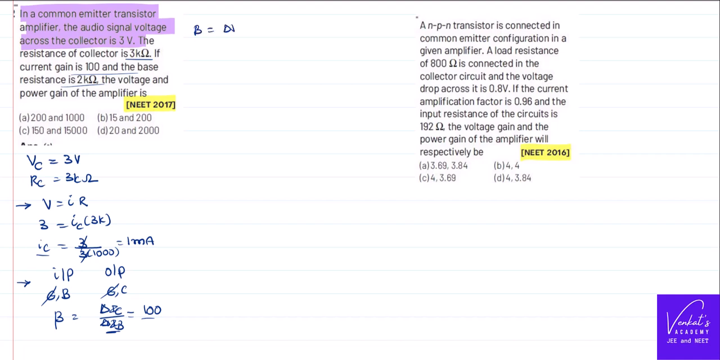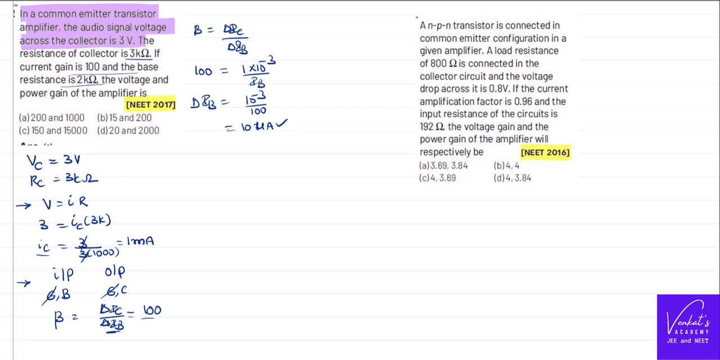I already got IC and I know beta, so I can get IB. Beta equals delta IC by delta IB. Beta is 100, delta IC is 1 milliampere, divided by IB. So delta IB is 10 power minus 3 by 100, that is 10 power minus 5, that is 10 microamperes. I got both, the collector current and the base current.